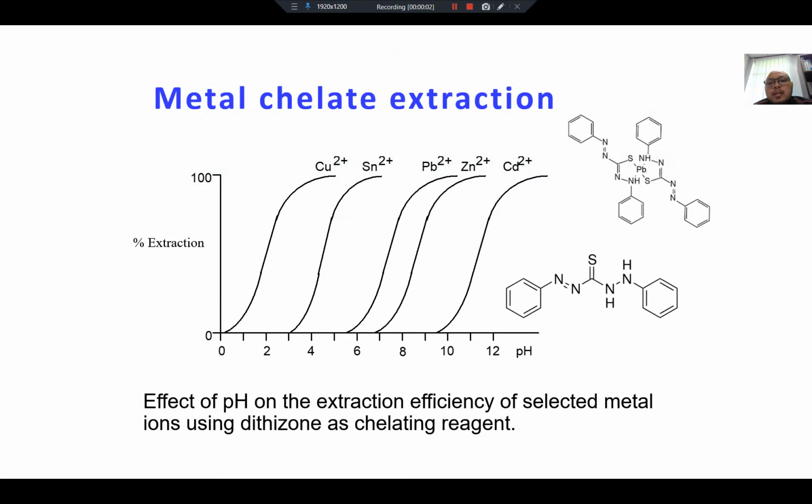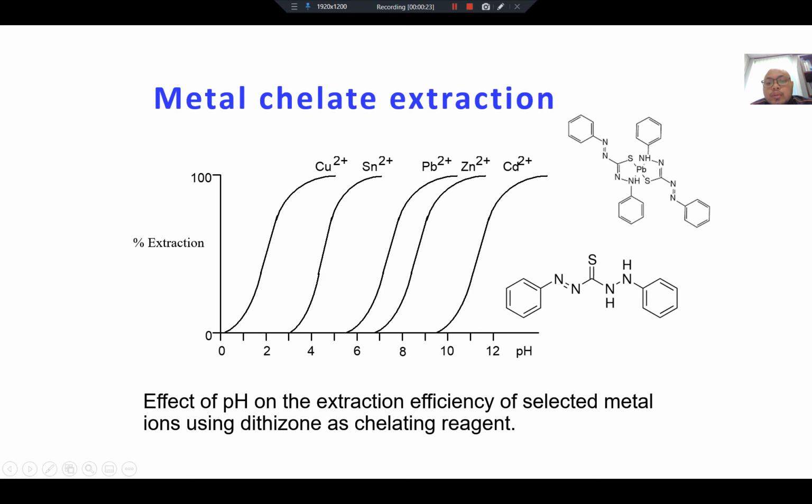Right now, this is the figure, a graph of the effect of the pH on the extraction efficiency of selected metal ions using dithizone. This is dithizone. If you look over here, dithizone will form a complex, and then they will trap the plumbum inside here. This is the example.